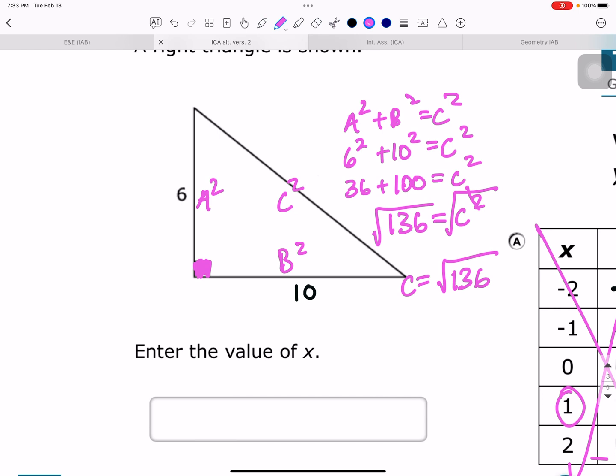That's something I don't know, so I'm going to put it in my calculator. I'm going to put 136 and hit the square root button. And it looks like I get 11.66. I'm going to round it to the nearest tenth, so the 6 makes that 6 go up to 7, 11.7.